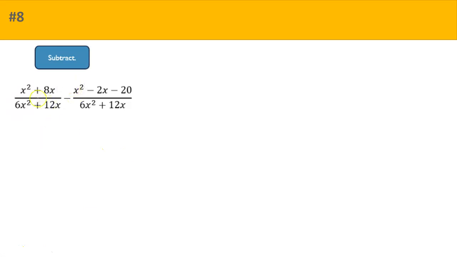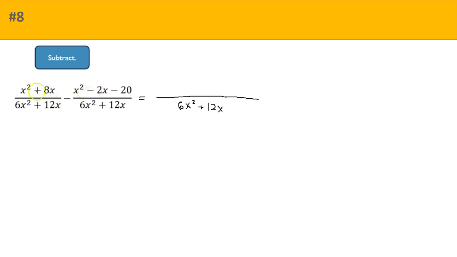Okay, so we have two fractions that are being subtracted. We need the denominators to be the same, and we are lucky because they are exactly the same. All right, so we're going to leave the denominator the same. It's going to be 6x squared plus 12x, and we'll factor it later.